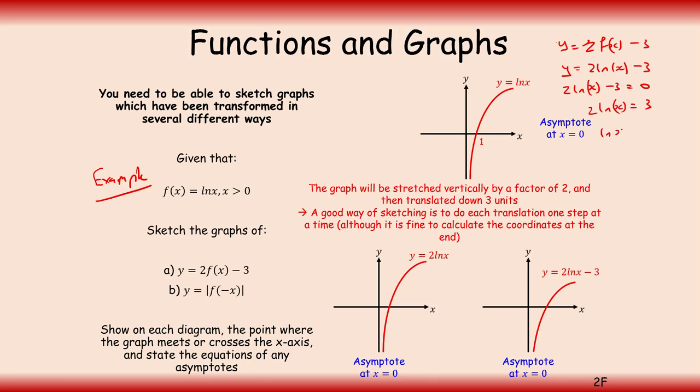Log of x then, put this in brackets, is equal to 3 divided by 2, or 3 over 2. And so x then is going to be equal to the exponential value of 3 over 2. And you can work that on your calculator for me. We should be getting 4.48. So the x value here, 4.48.